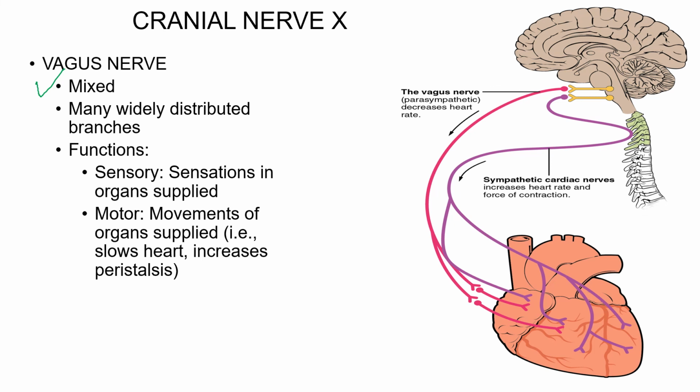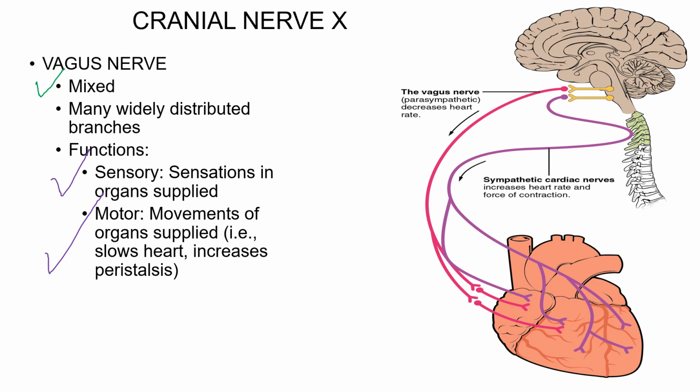But all of those organs that I just mentioned, vocal cords, stomach, heart, liver, all those things, they have sensory receptors, right? They send messages to the brain saying, hey, this is what's going on. And they also have motor nerves going to that area too, telling your stomach, digest food faster, or telling your heart to slow down.